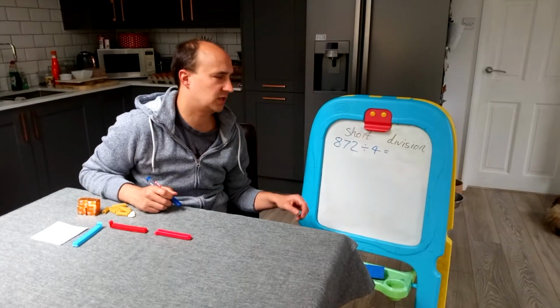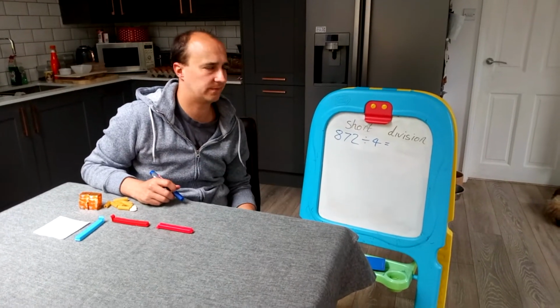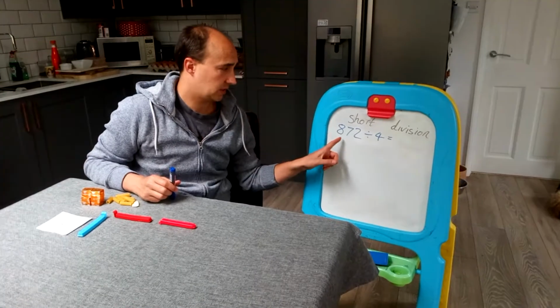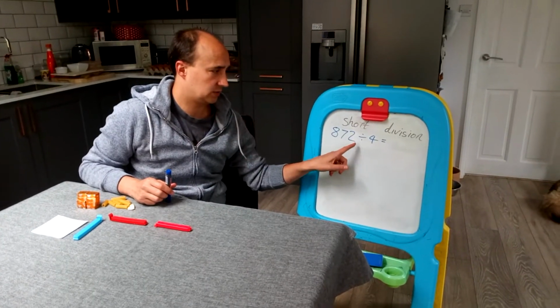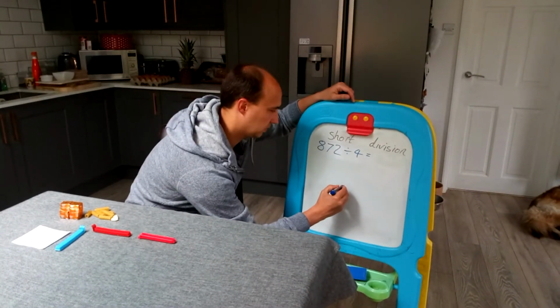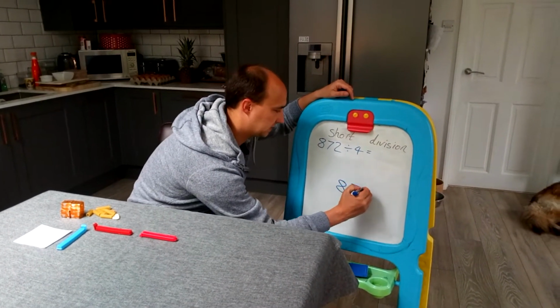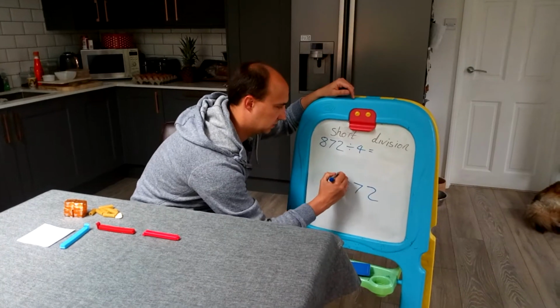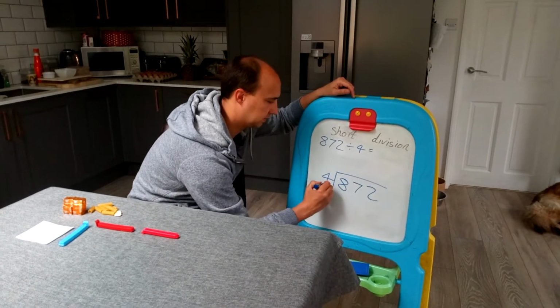Hi there, we're going to continue looking at short division for year 3 and 4, and I'm going to look at 872 divided by 4, and this is the abstract method that I'm going to show you on the board here. So we've got 872 divided by 4. I made my little sort of bust up, if you like.